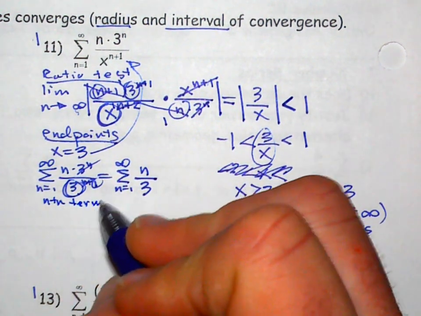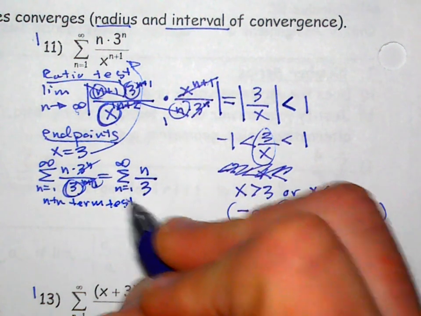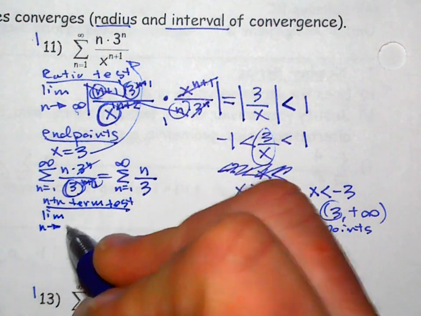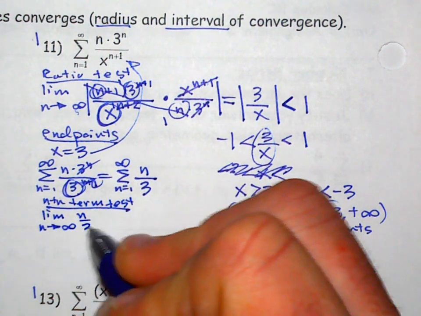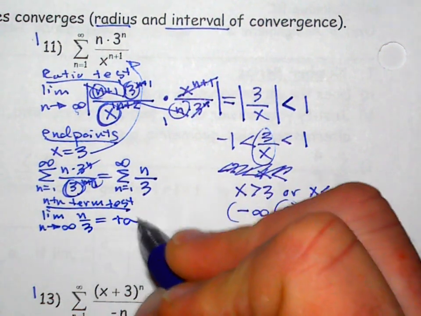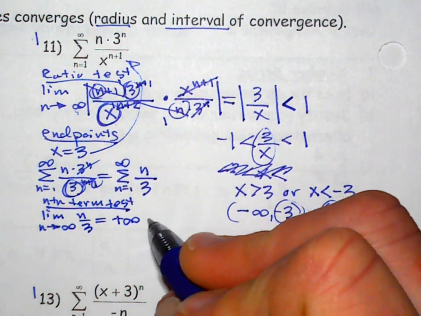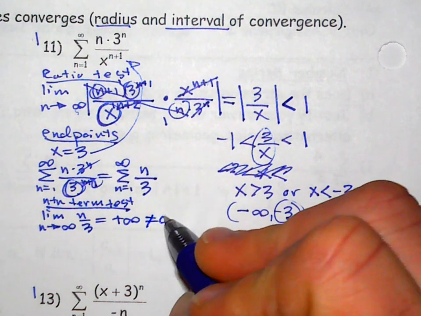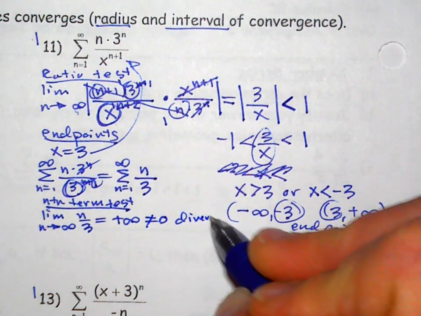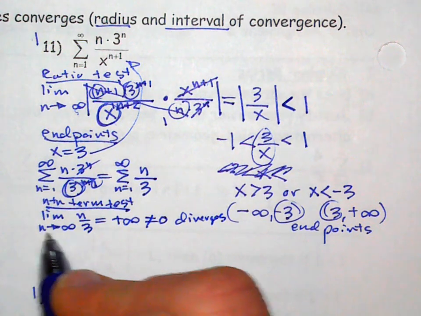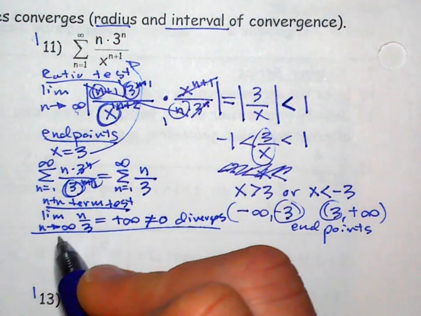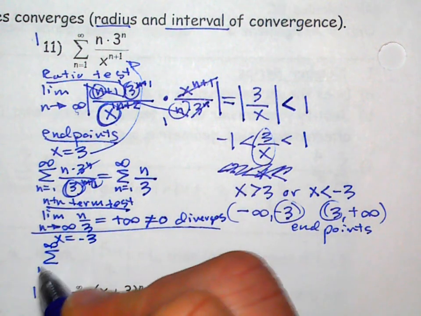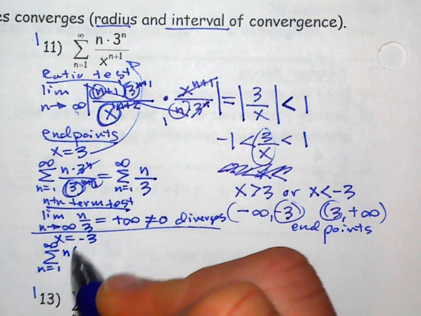So you're going to need to show the work for the endpoints, name the test, show the work for it, and it blows up. And it doesn't have to blow up to diverge. It needs to not equal 0, which clearly it doesn't, so it diverges by the nth term test. And then we could try the other endpoint, x equals -3. Write down the work, plug it back in.